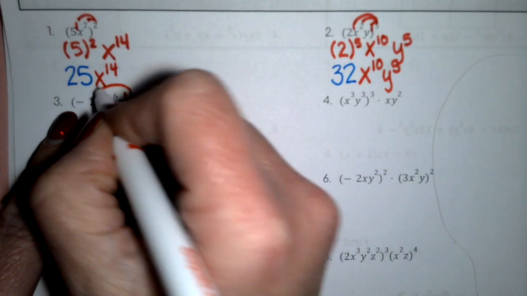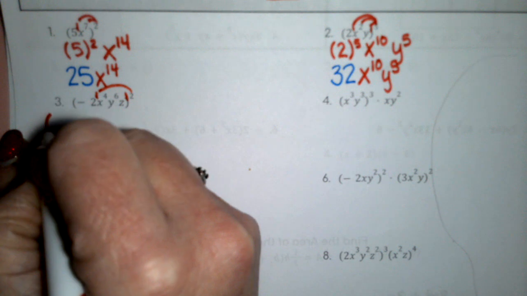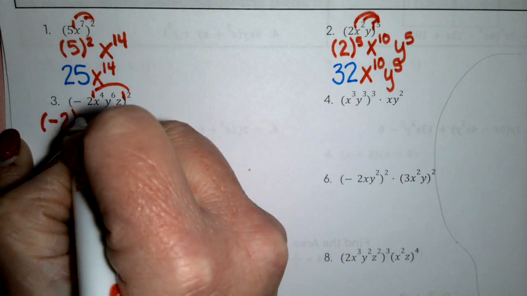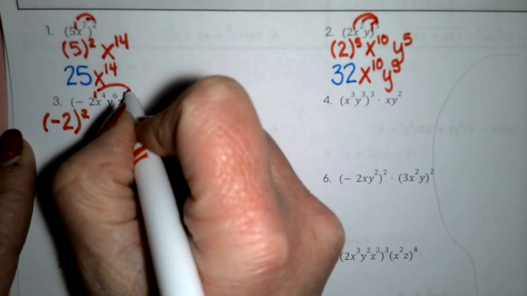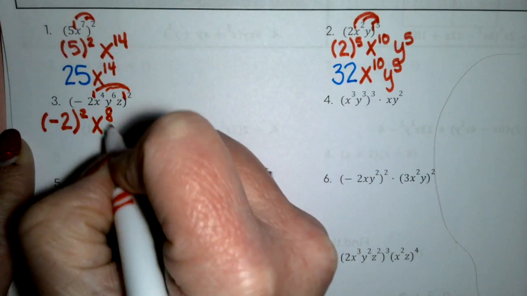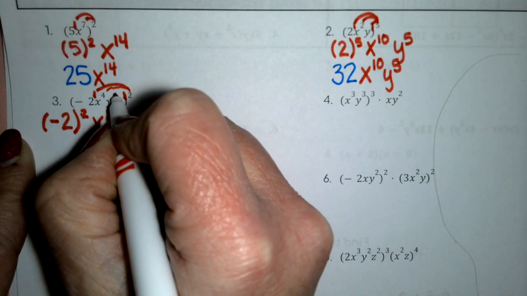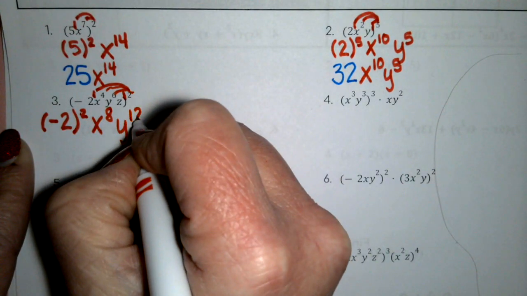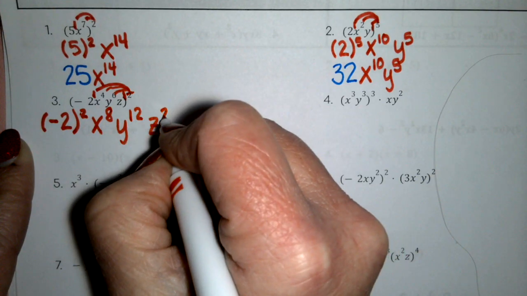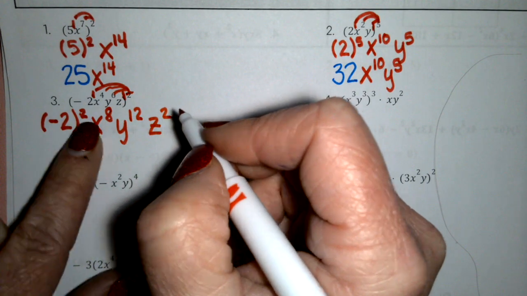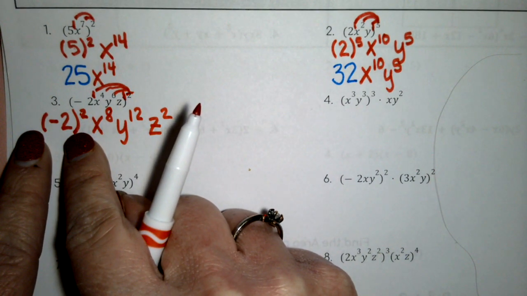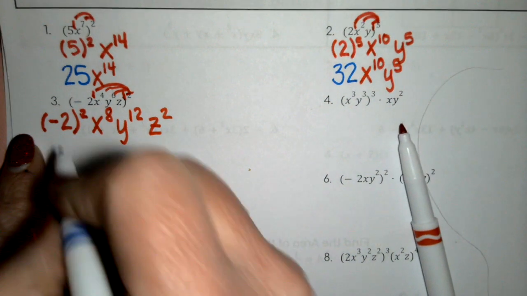So 2 times 1, and that's going to be a -2 inside the parentheses. So 2 times 1 is 2. 2 times 4 is 8, so x to the 8th. y, 2 times 6 is 12. And z had a 1, so 2 times 1 is 2. -2 squared, when you type this in, you must have it in parentheses or it's going to mess you up. -2 squared is 4.